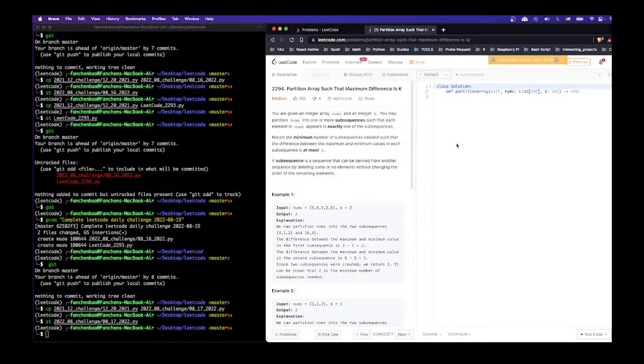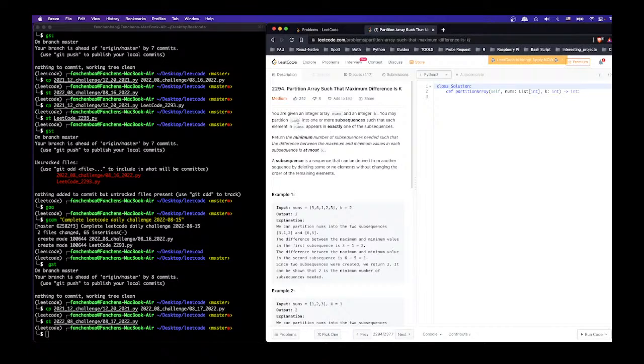Partition. Hold on. Yeah, I'm testing something on my work laptop, so it's kind of working two things at the same time.